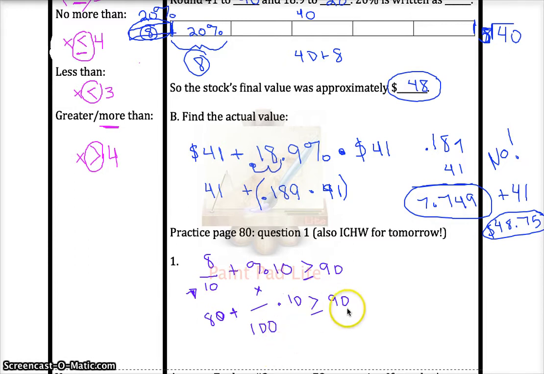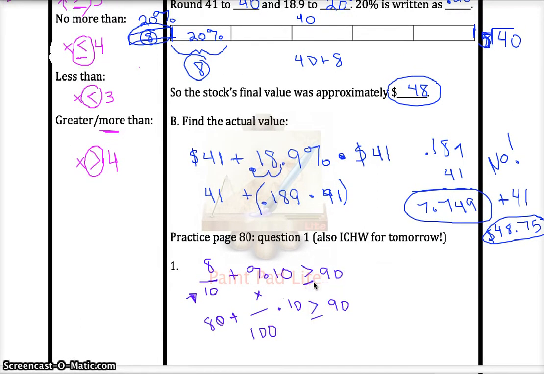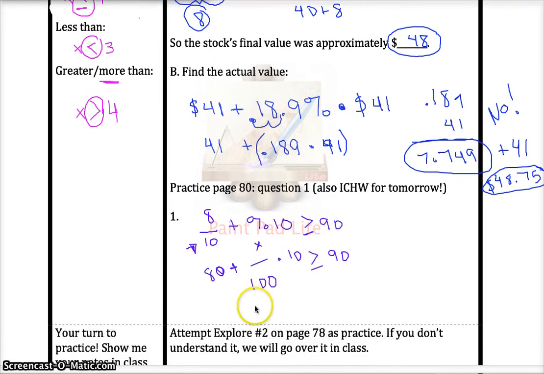And then it's your turn to try to solve this one. See if you can figure out what it's going to be. We will go over this again in class tomorrow. And then your last thing is to read this attempt right here that you should try to do in class. But if you don't understand it, we'll go over it again tomorrow.